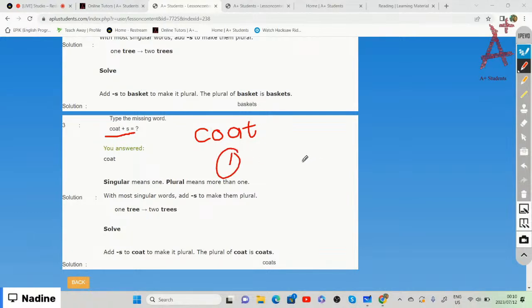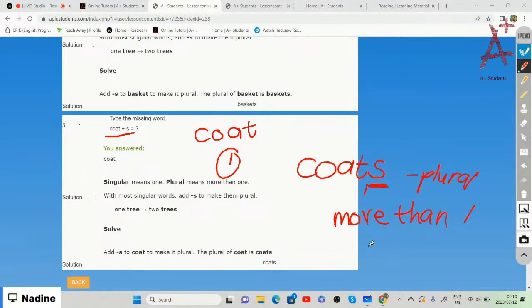But as soon as we are making mention of more than one coat, then we say coats. And as you can see, we added the S, right? And now it is plural. It is now referring to more than one coat, right? So anything that is more than one. So coats, the S that was added to the word coat, refers to it being now plural, right? And it is more than one.